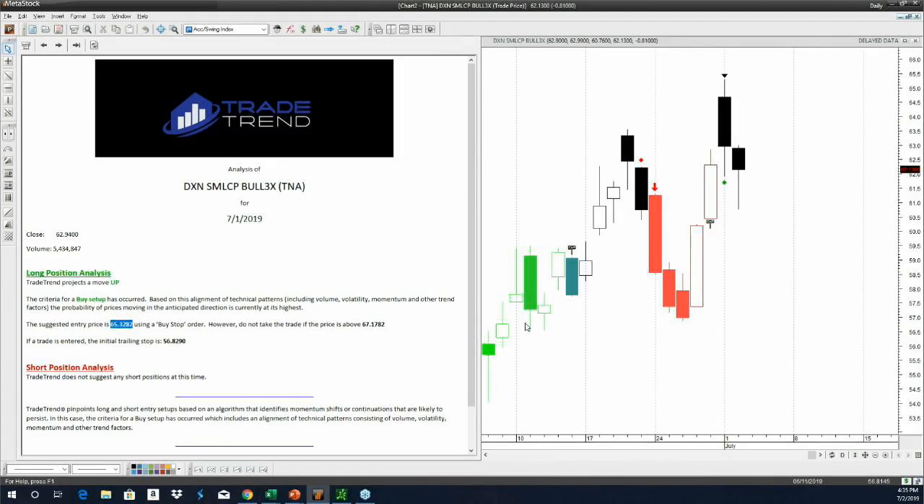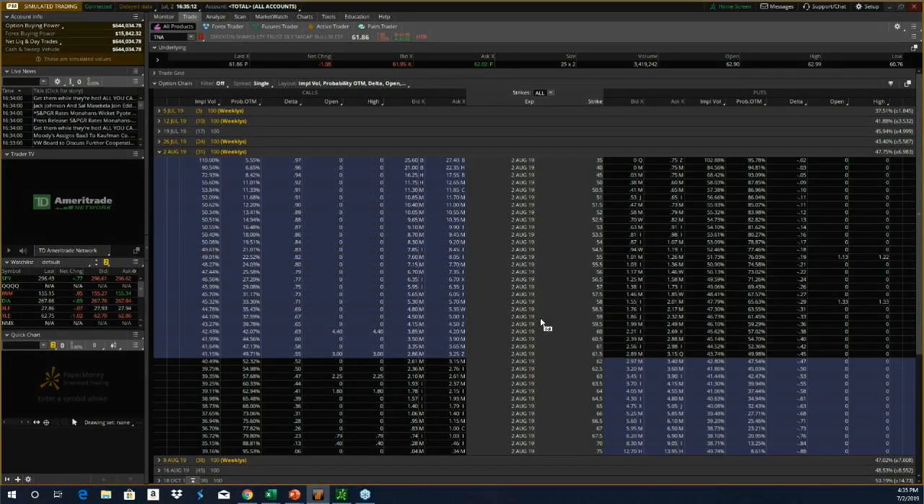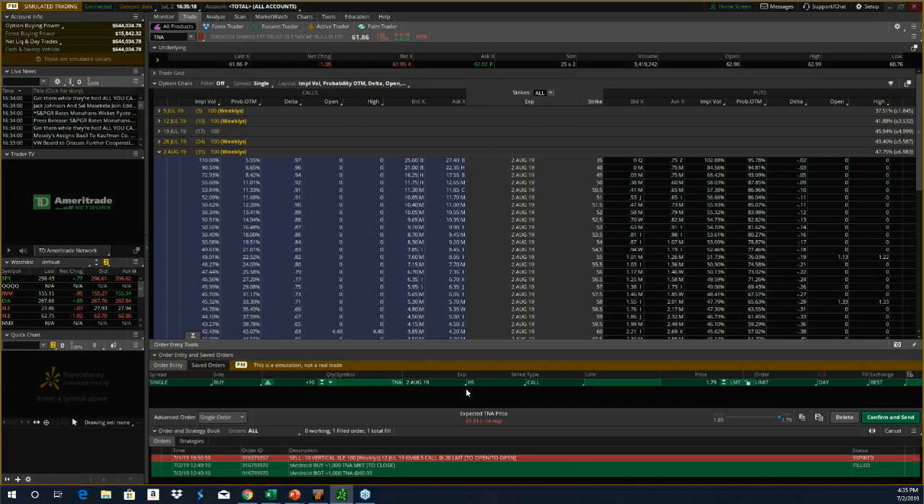So that's how I'm going to show you how to enter here. So we want to buy the 65 strike calls, but we only want to do it on a conditional basis. We don't want to buy them at the market price or at a limit price right now, because this trade may not end up triggering. We only want to take this if the momentum direction is confirmed.